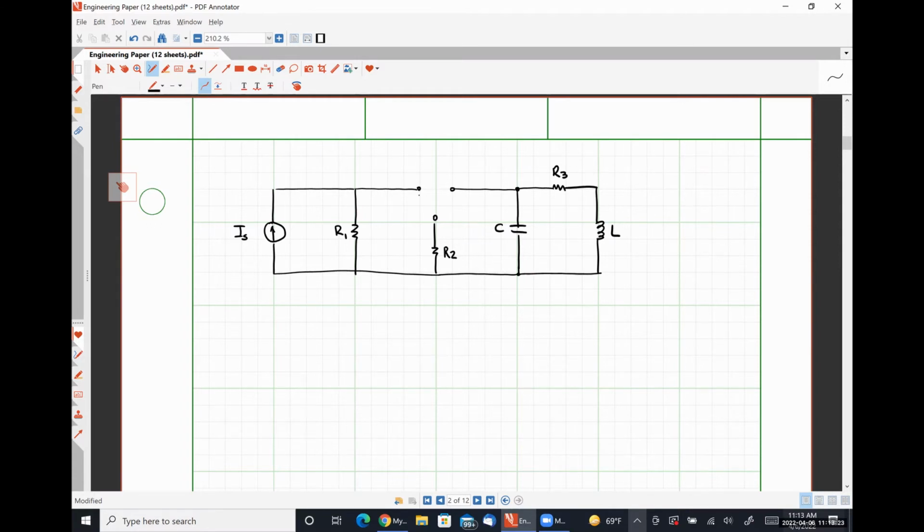And let's say that we have a switch like so, where it was closed at position A for a long time before closing at position B at t equals zero. So this circuit is an example of a general RLC circuit.